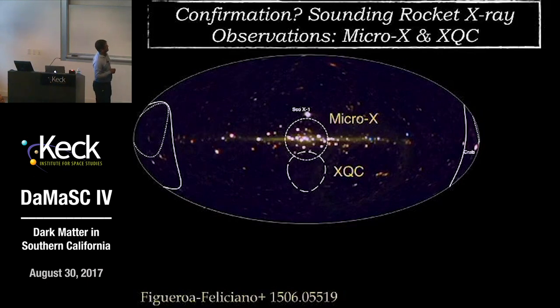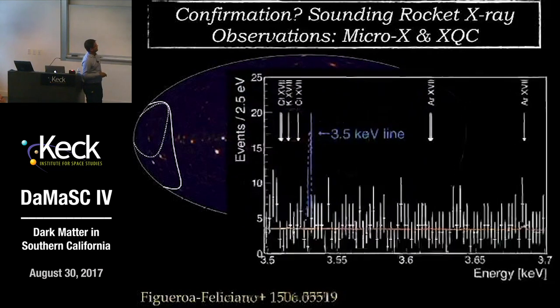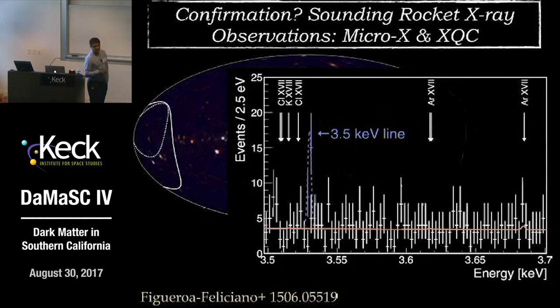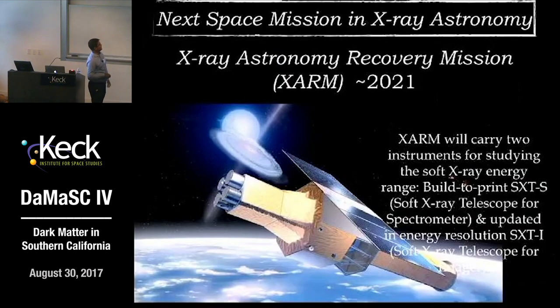Micro-X actually uses transition edge sensors for the spectrometry. They would see the 3.5 keV line at some significance if it's there, even with just a few minutes of exposure. And this is all because of the large field of view and high energy resolution. So, a little bit more about CHARM, the X-ray astronomy recovery mission.